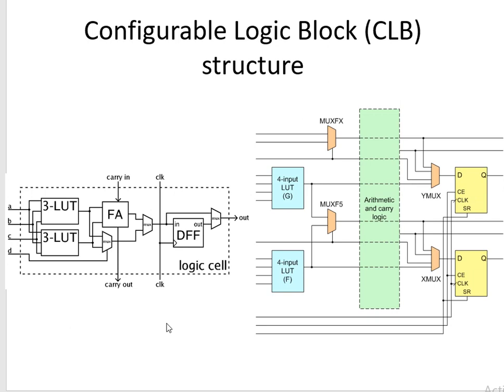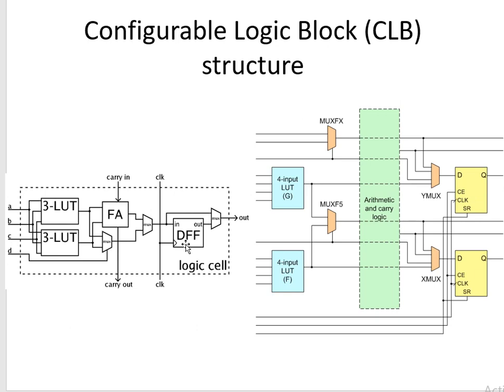At first, please see the figure on the left side. As you can see, it starts with three LUTs (lookup tables), a full adder, and a D flip-flop. Okay, we start with the lookup table. What is the lookup table? The lookup table is composed of, or made by, a memory, an SRAM memory.